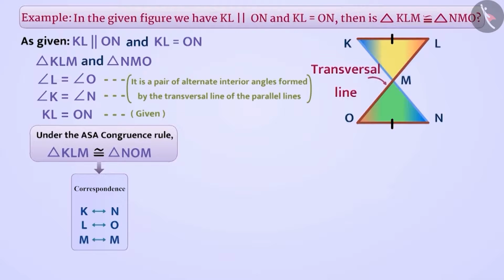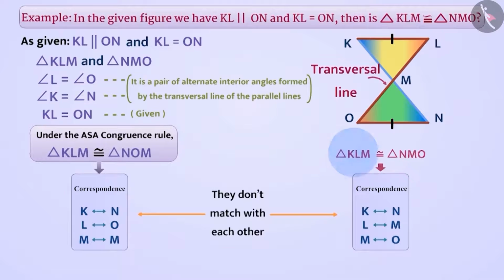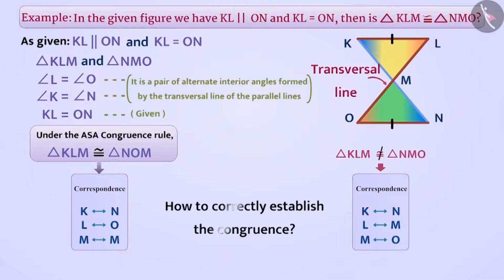But if we look at the given relation of congruence, it gives us the following correspondence. Here, the correspondence of both the conditions are not satisfied. Hence, triangle KLM is not congruent to triangle NMO. Can you tell us how we can write the correct relation of congruence? Think for a while.